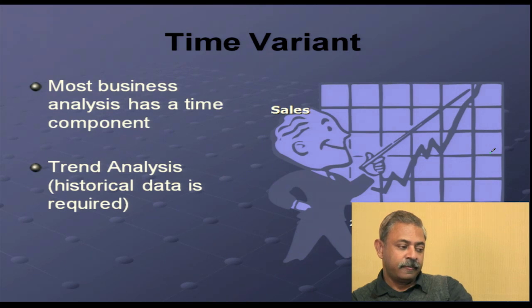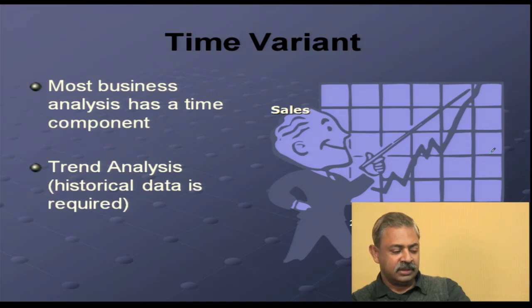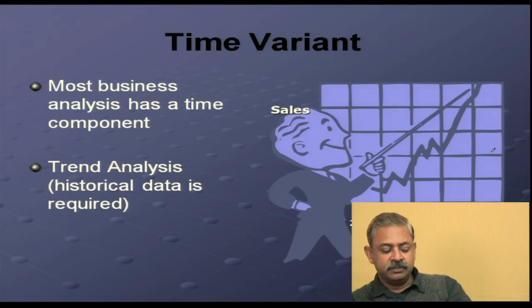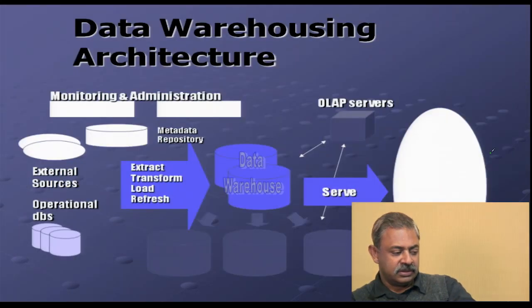Time variant. There are two aspects of this. One is that most analysis that we do would typically have a time component, like you see in this illustration on the right. I would want to see how my sales are varying with respect to time. Here the time is in years. I may want to do analysis with respect to daily sales or monthly sales or quarterly sales, whatever. So this is one aspect, and for doing this kind of analysis I need historical data. That is the second aspect of time. So that's what we call time variant.